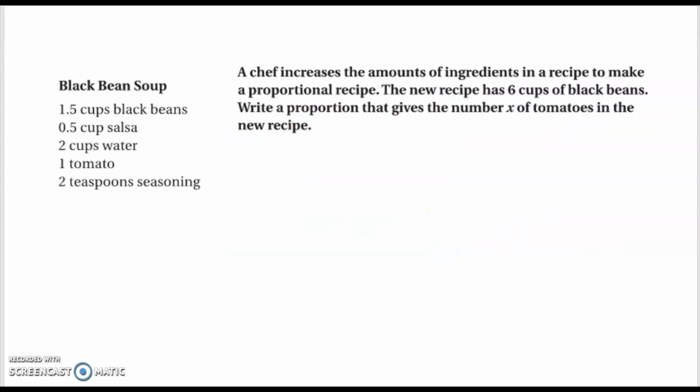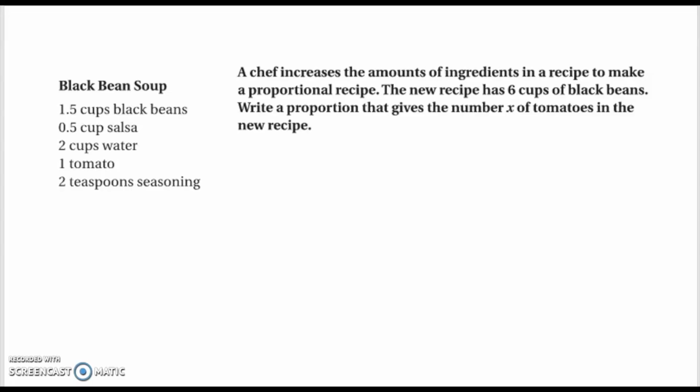So we're looking at this recipe here. So take a minute to kind of look over the recipe and all the different ingredients. And then we're going to read the problem and we're going to actually set up the ratio together, which is just comparing two things. So it says a chef increases the amount of ingredients in a recipe to make a proportional recipe. We do this all the time when we're cooking. The recipe might only feed 4 people, but we might have 6 people in our family. So we need to increase the recipe proportionally so it still tastes good, but so that it'll feed the number of people we need it to feed.